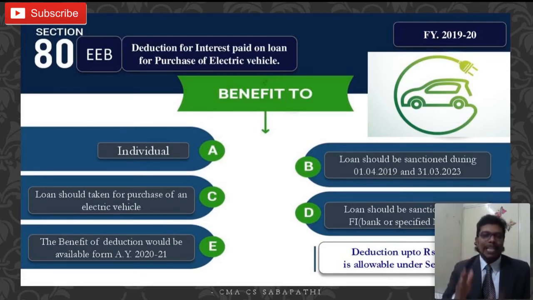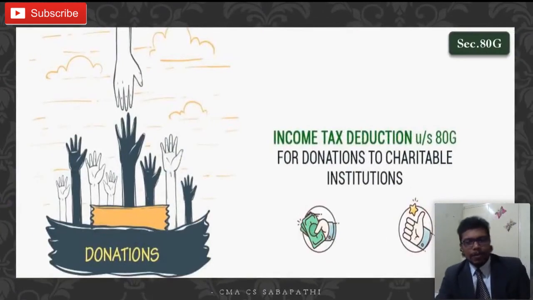Please go for electric cars. After 10 years, it is going to be electric cars wherever you go. There is energy saving with electric cars. It is going to be a revolution in the next 10 years. That is why, for promoting the sale of electric cars, the government has come out with a wonderful deduction, section 80EEB, right?